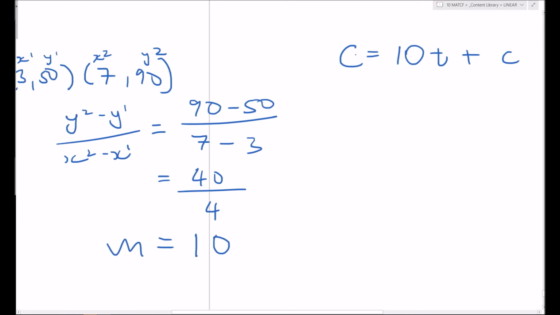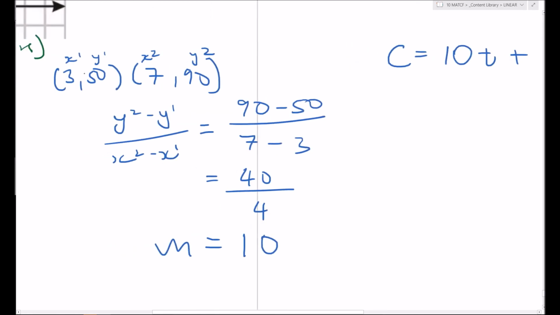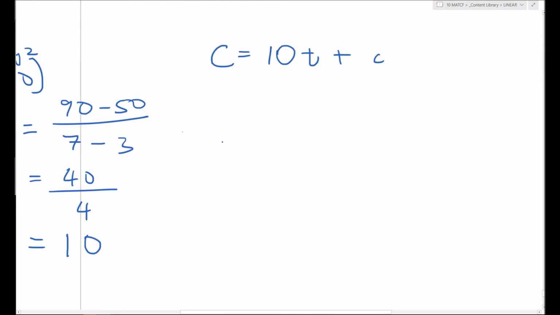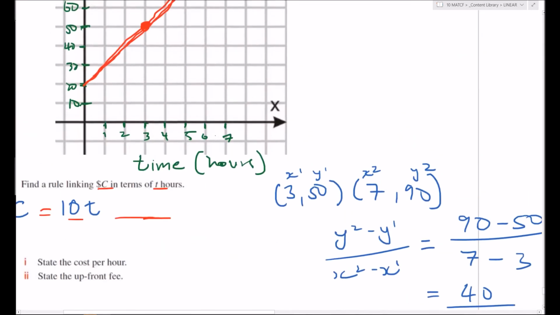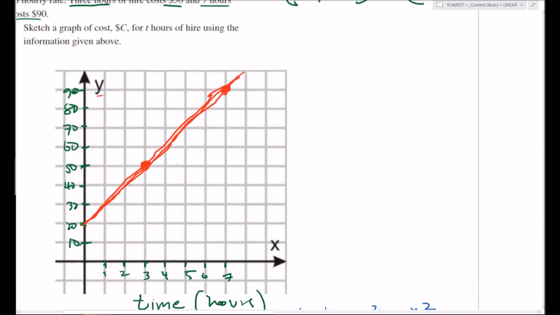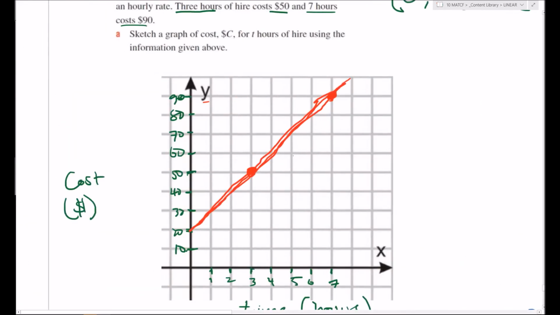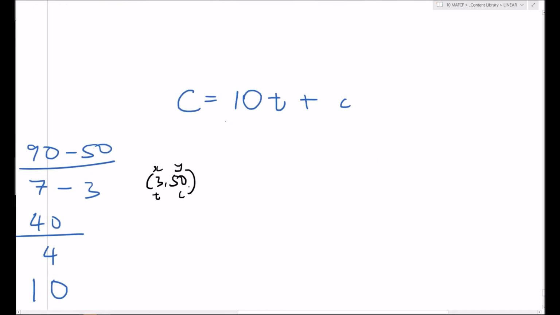Now in this case, in my formula, I just use one of my points here. I might use 3, 50. Remember, this is x, y, but in the context of this question, this is t and this is c. Because again, look at the axes. For x, we now use time, and for our y-axis, we use cost. So for this formula, c is 50, so we've got 50 equals 10 times t, which is 3, so 10 times 3 plus c.